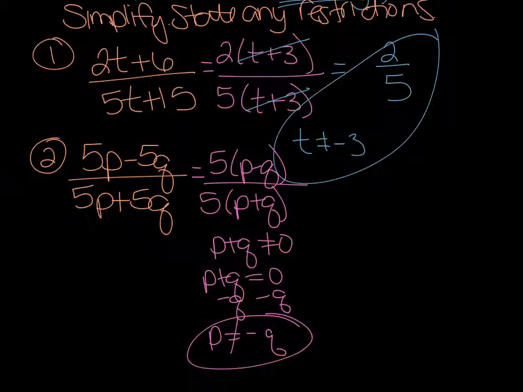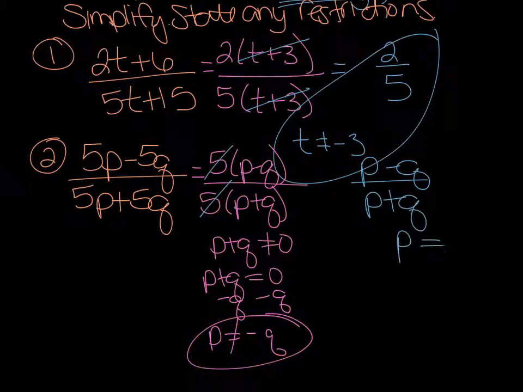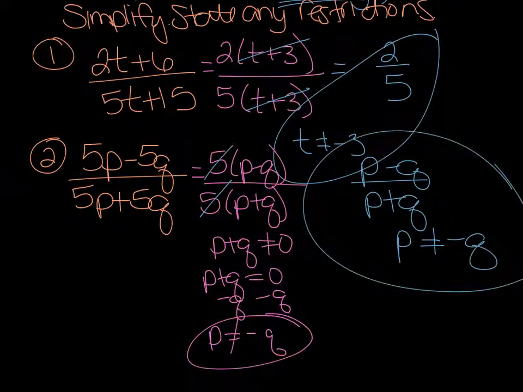Okay, now we're ready to go cancel some things out. What do the numerator and denominator have in common? Anything else? No, because it doesn't match exactly, right? That p minus q and the p plus q, they're really close, but they don't match exactly, so I cannot cancel them out, okay? So you'd have p minus q over p plus q, and p cannot equal the opposite of q.